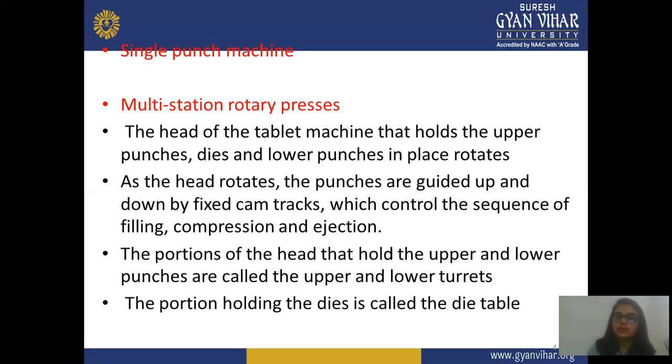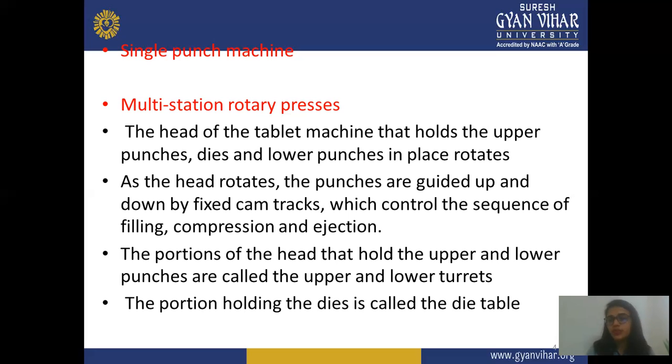Before forming this tablet, a filling process is done between the die and punches. If a suitable required amount of the granules or all ingredients is filled in the die and punches, or in a particular part of the die and punches, then after filling, compression is done, which is the second step, and after compression, applying a particular force, ejection of the tablet occurs, or the tablet gets ejected. Next is the portion of the head that holds the upper and lower punches, which are called the upper and lower turret.